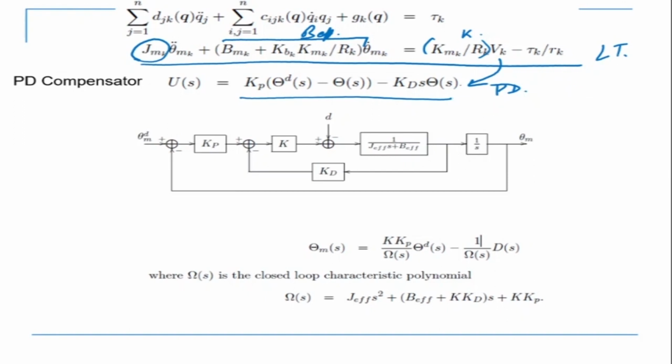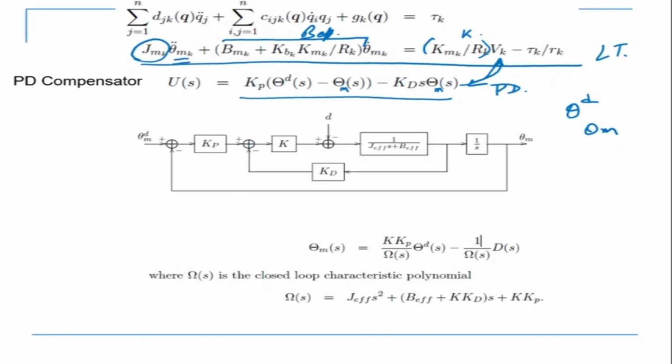So when I put this equation in Vk, I see that I have theta d and theta m. So this is my theta m, this is theta ms, theta ms. So what I do is I take all the theta ms on the left hand side.